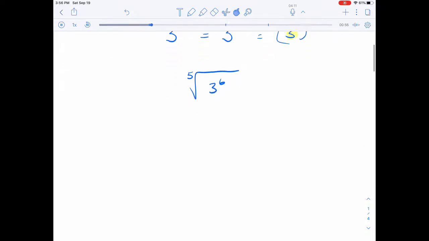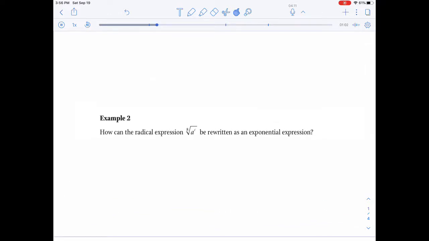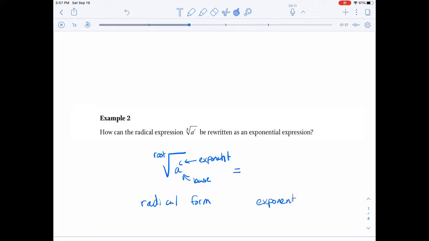How can the radical expression the 8th root of a to the c power be rewritten as an exponential expression? So let's recall that the root is on the left of the radical sign, and a would be the base, and this c is an exponent. So this is in radical form, and let's write that in exponent form. So in exponent form, we would have, let me go ahead and write exponent form.